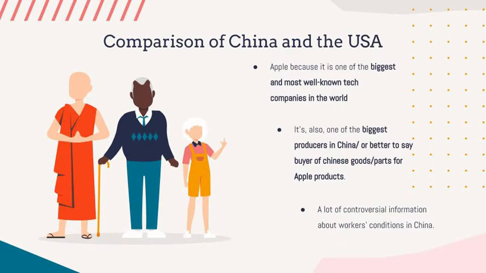So we would like to compare workers' conditions of Apple manufacturers in China and the US. We chose Apple because it is one of the biggest and most well-known tech companies in the world. Also, it's one of the biggest producers in China, or better to say, a buyer of Chinese goods or parts for Apple products. Moreover, there is a lot of controversial information about workers' conditions in China.